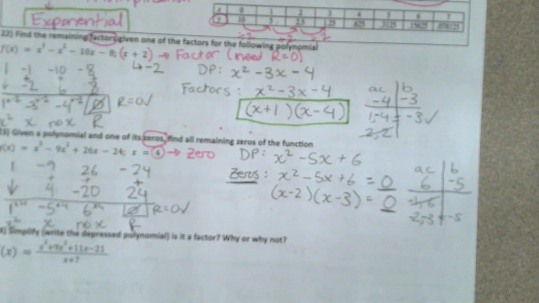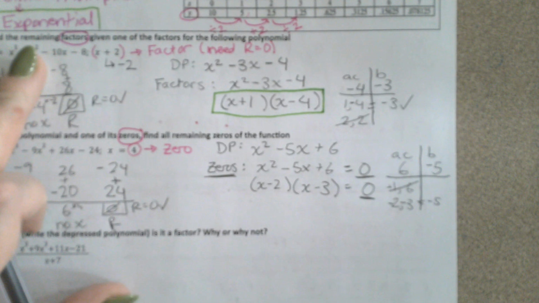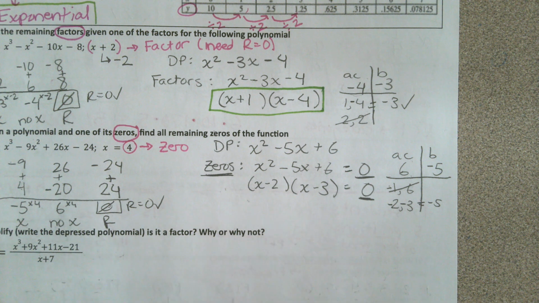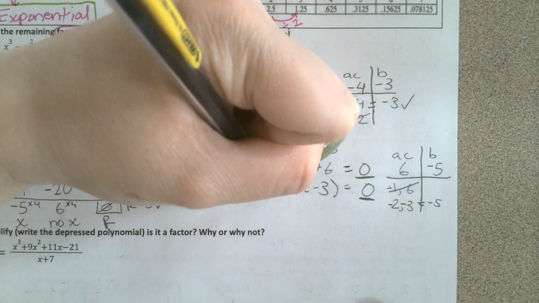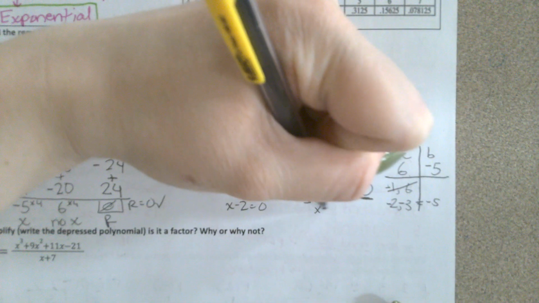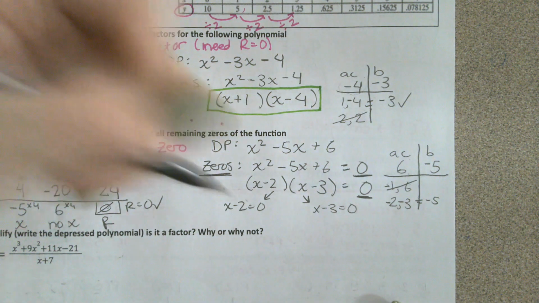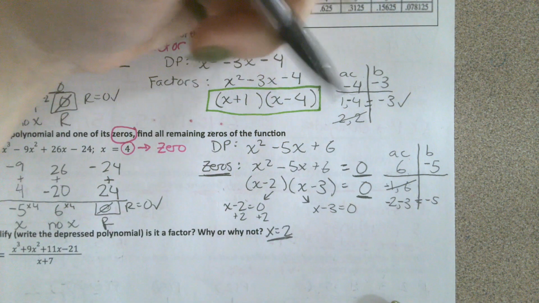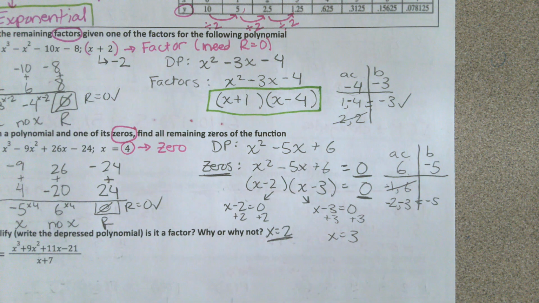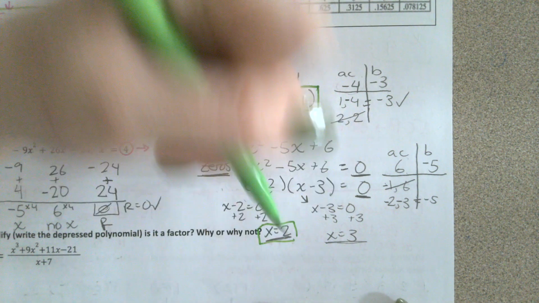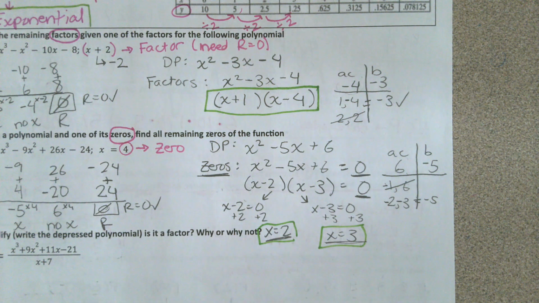X minus 2, x minus 3. All right, from here, they want the zeros. I have it equal to 0. That means I'm not done. So I'm going to split and solve. Set them both equal to 0. So I'm going to add 2 to both sides. X equals 2. And then add 3 to both sides. X equals 3. And I'm done. So these are the other 2 zeros, the remaining zeros, 2 and 3.